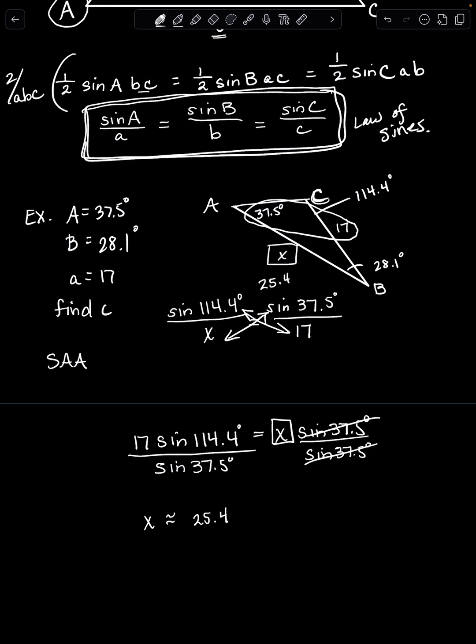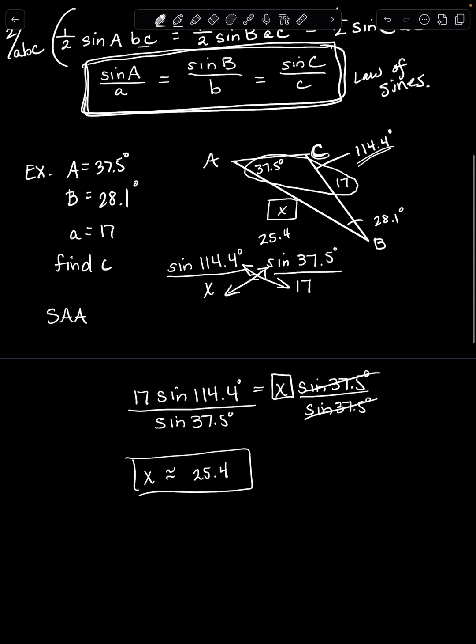Now what you need to do is check and make sure that makes sense. Remember that our biggest side is going to be across from our biggest angle. So my biggest angle in this case was C, and 25.4 is bigger than 17, so this makes sense. So we're going to go with that. All right, let's do another example like that.